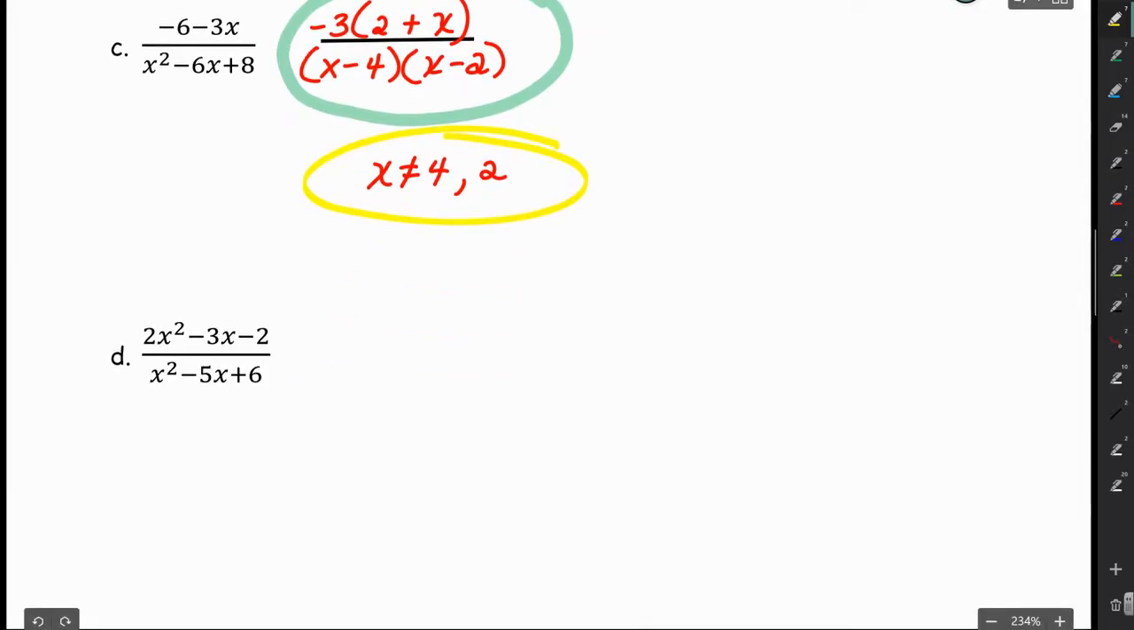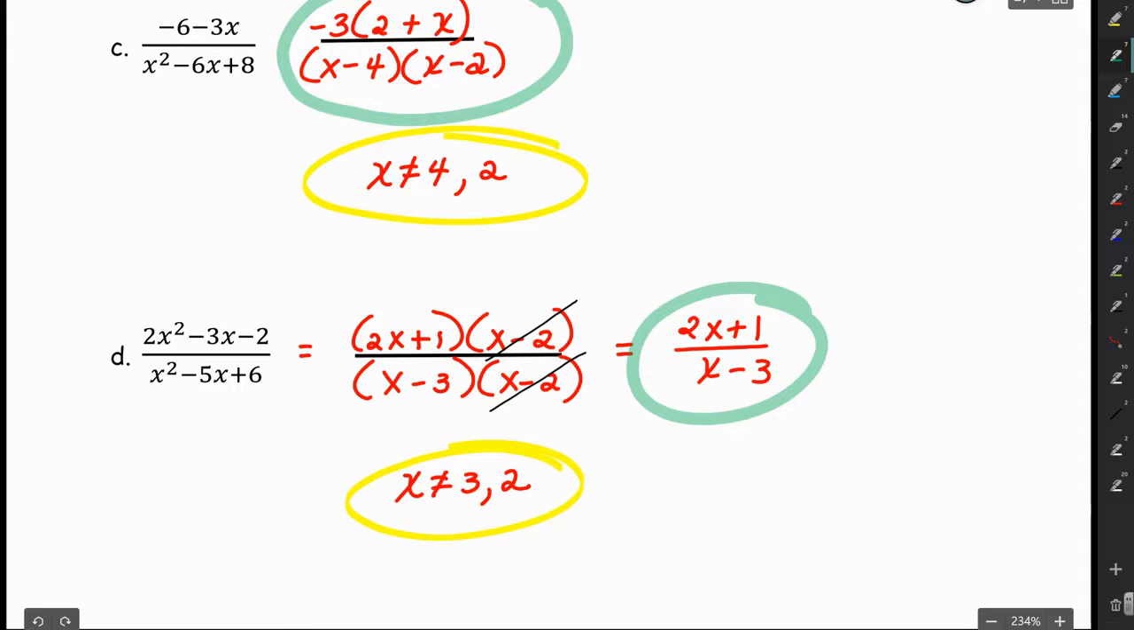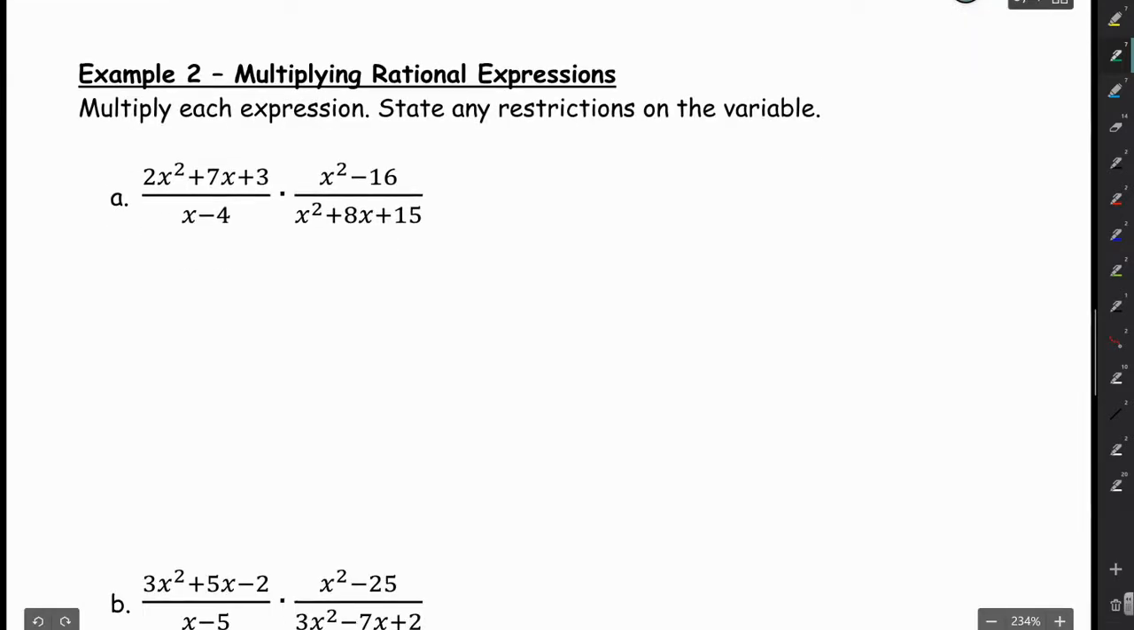All right, moving on to letter D. We're going to factor the numerator and the denominator. Before we simplify, we're going to notice the restrictions that occur in the denominator. So we know that x cannot equal 3 and x cannot equal 2. Now we can go ahead and simplify. Okay, moving on. We're going to take a look at multiplying rational expressions. We're also going to continue to look at restrictions on the expression. Just like previously, we want to factor everything, look at the restrictions, and then simplify after that. So let's go ahead and factor first.